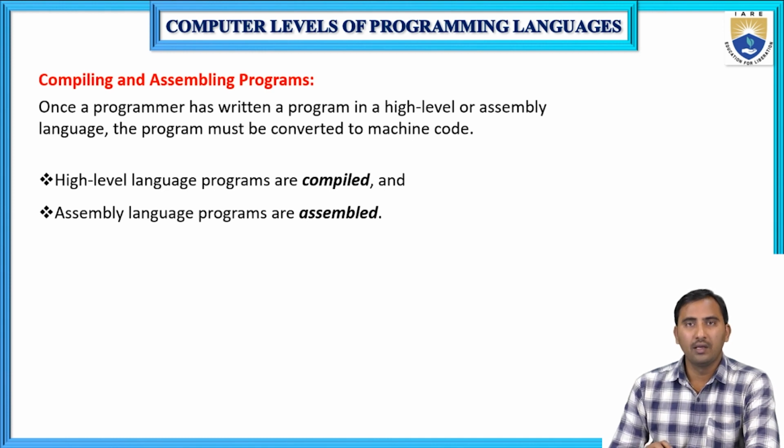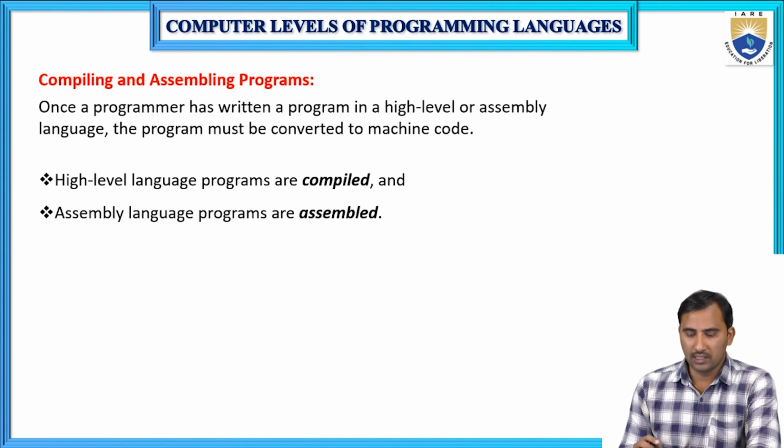And coming to compiling and assembling the programs. Once we have written the program in a high level language or assembly language, that program can be converted into machine understandable code. That is called compiling and assembling.